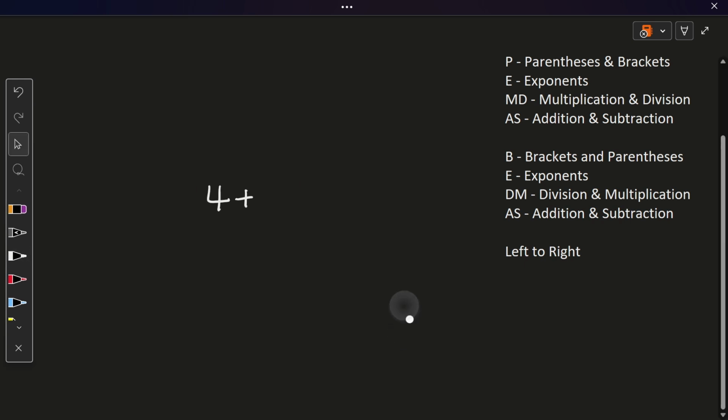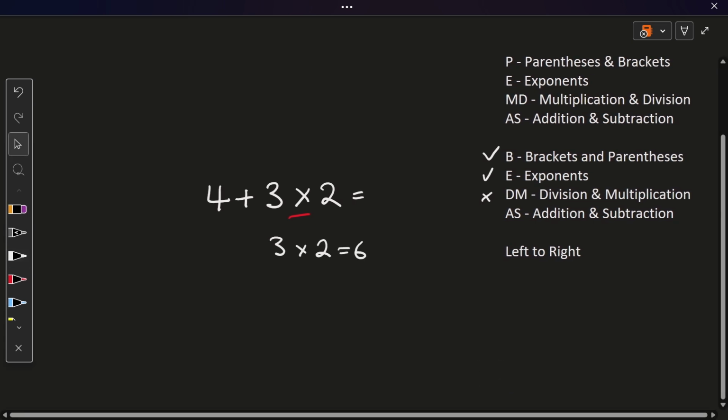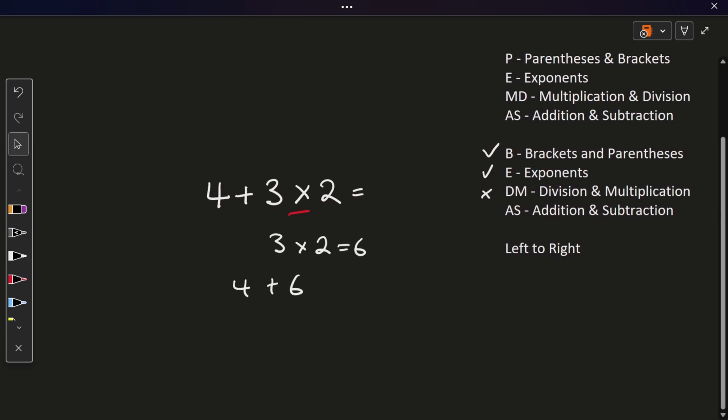Let's try another example using BEDMAS. So this time we have 4 plus 3 multiplied by 2. Do we have any brackets or parentheses in this equation? Well, no. Do we have any exponents? Nope. Do we have any division or multiplication operators? We do. And so we go ahead and perform that first. 3 multiplied by 2 is equal to 6. And so we'll substitute 6 in place of 3 times 2. We've completed all of our multiplication and division operators. The last thing we have to check for is addition and subtraction. We have one addition operator here, so let's carry out 4 plus 6, which is equal to 10, which is our final answer.